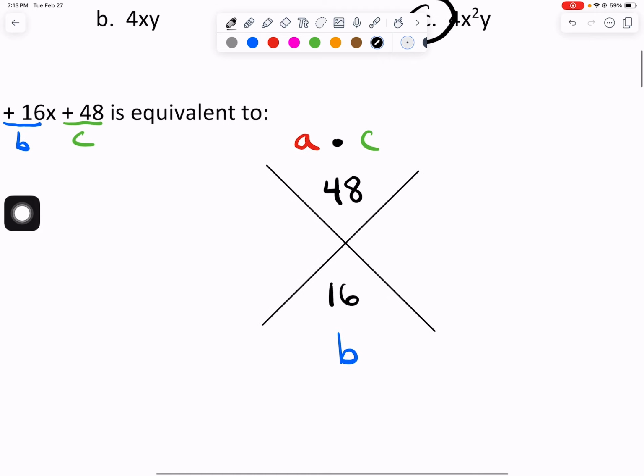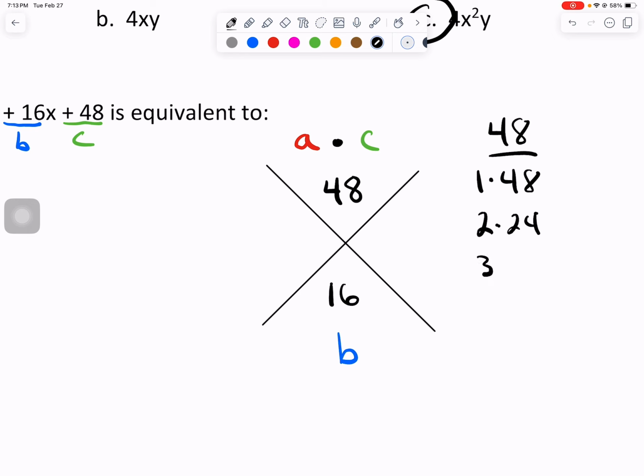Okay. Now, what I like to do is just write out the list of factors when we do a times c, which is 48. So we have 1 times 48. We have 2 times 24. We have 3 times 16. We have 4 times 12. And we have 6 times 8. Yes, lots of pairs of factors that when multiplied will equal our 48. Now we have to find the pair that when combined will give us 16.